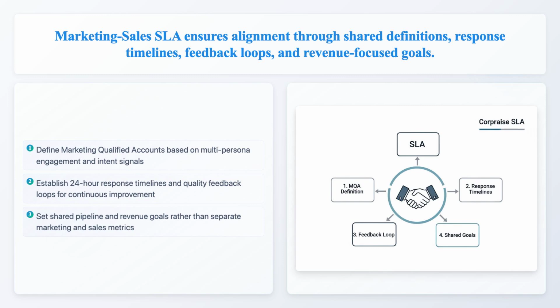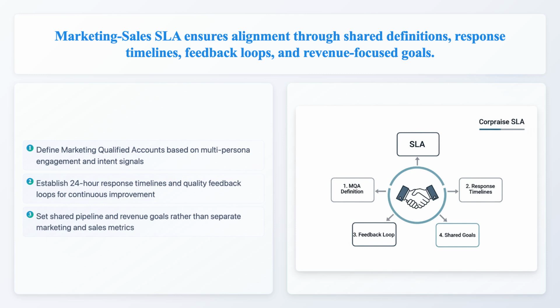Second, establish response timelines. Sales must follow up on MQAs within 24 hours while the engagement is fresh. Third, create a feedback loop where sales reports back on account quality and readiness, helping marketing refine targeting and messaging. Fourth, set shared goals. Both teams should be measured on pipeline generation and revenue, not just marketing leads or sales activities. Document these agreements formally and review them monthly.